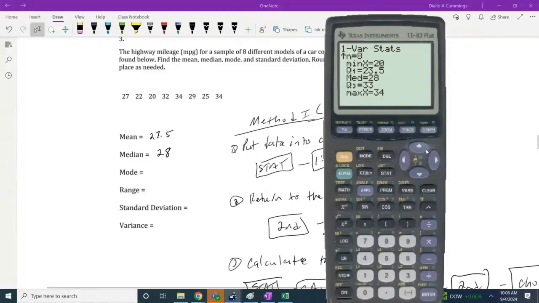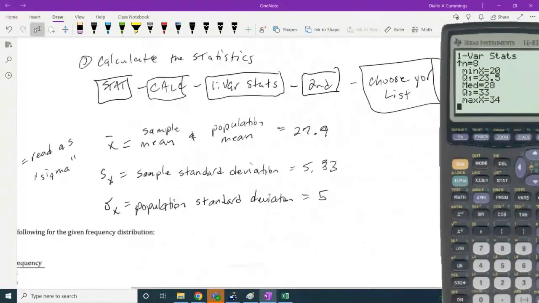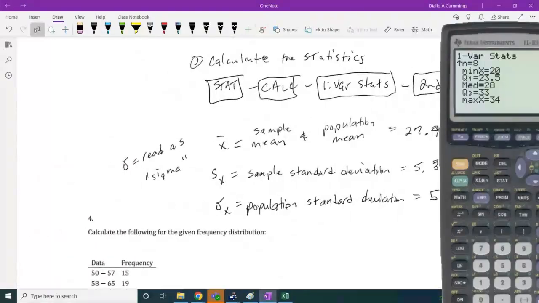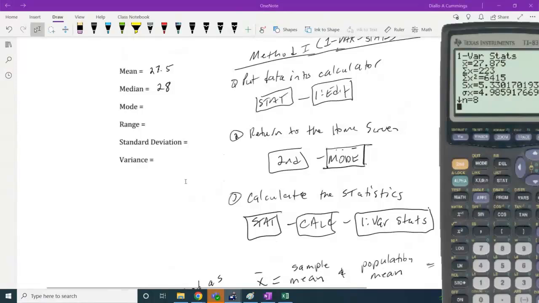And it gave us the standard deviation. How did you find the mean? Where is it? Okay, if I go up, the mean was that very first output. Yeah, because you wrote 27.5, right? Oh, that's 27.875. Okay, so the median is 28.